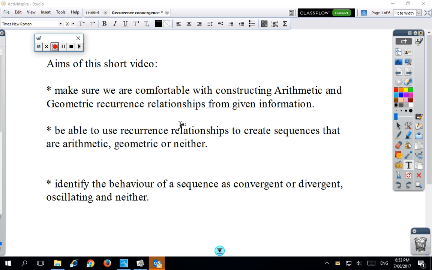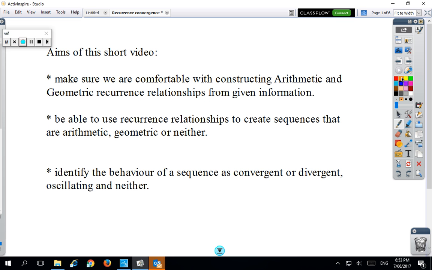Right, so this video aims to, I made a list, make sure we're comfortable with constructing arithmetic and geometric recurrence relationships from given information, being able to use recurrence relationships to create sequences that are arithmetic, geometric, or neither, and identify the behavior of a sequence as convergent or divergent, oscillating, and neither. So most of this stuff we're already familiar with. It's this stuff that's really new, and the rest of it is a revision of what we might have seen over the previous months. Okay, so let's go on.